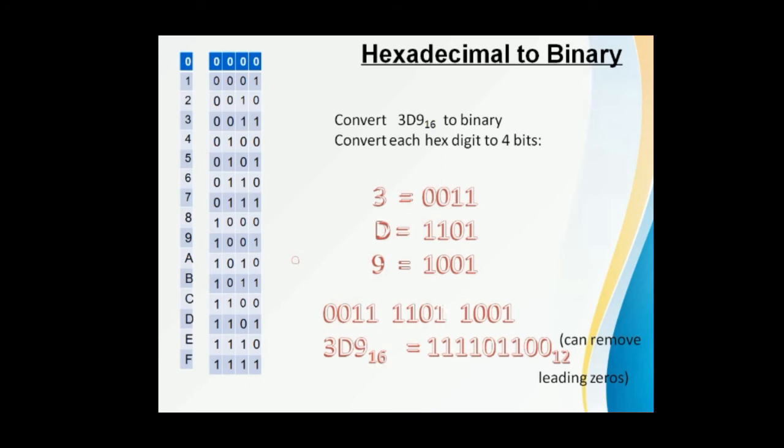And here for an example we are taking 3D9. We can refer to the table: 3 is equal to 0011, D is 1101, and 9 is 1001. We can remove the zeros on the left side, we can remove the leading zeros.